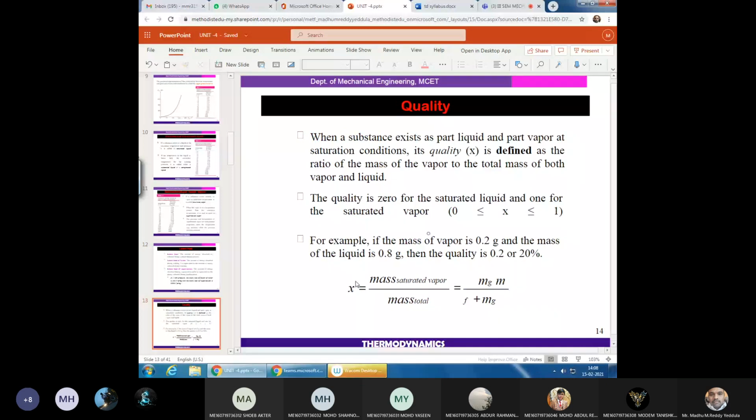Okay, so with this we'll stop today. In next class I will discuss dryness fraction, that is nothing but quality of the steam.